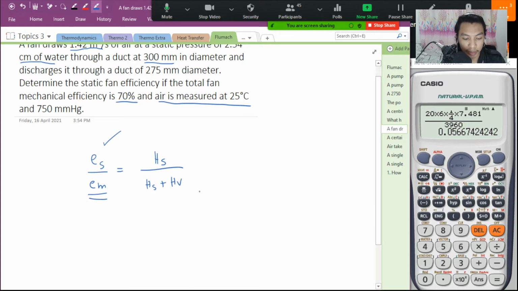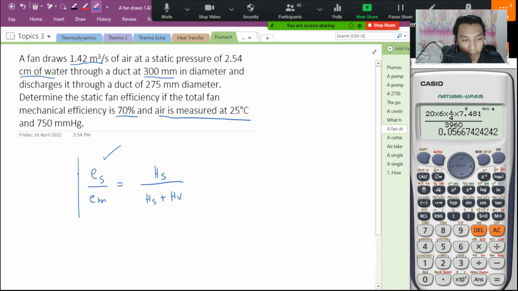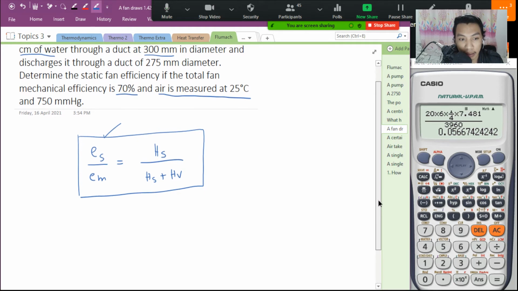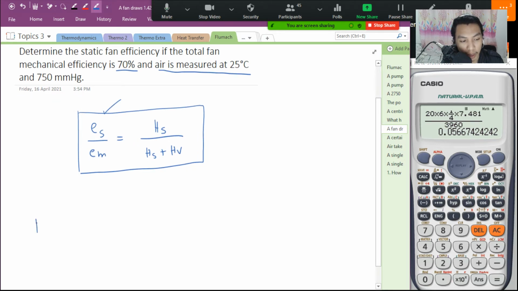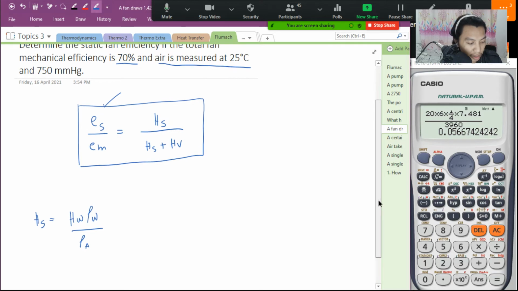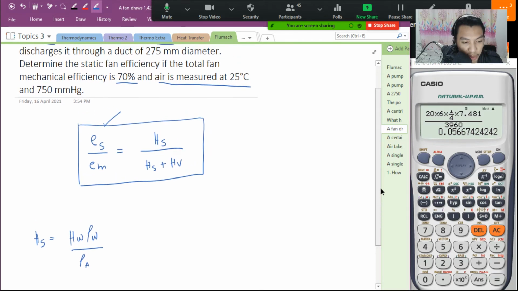Ito yung formula nung dalawa. Okay? Ayan yun. Now, we have a problem here. Hindi natin alam yung HS, hindi rin natin alam yung HB. Kaya lang dapat daw naka-air gauge lahat yan. So, HS, tandaan nyo, is equal to HW, density ng water over density ng air. Kaya lang, binigay ba dyan yung density ng air? Hindi po, iso-solve natin 'yon.